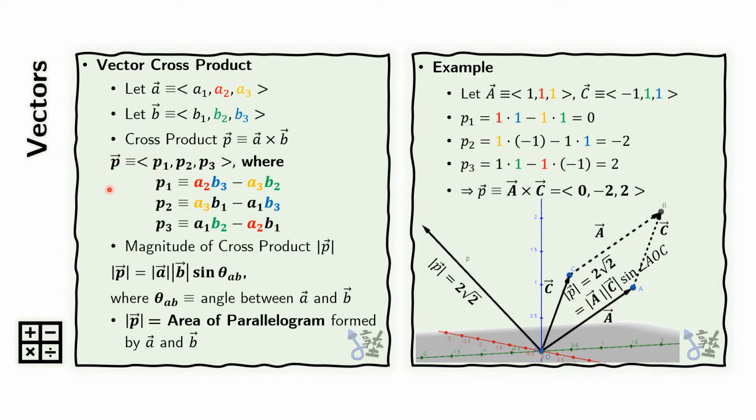The magnitude of this cross product is denoted using the usual absolute value signs, and this can also be computed from the magnitudes of A and B. That is, the magnitude of P is the magnitude of A times the magnitude of B times the sine of the angle between the vectors A and B. This formula is also reminiscent of the formula for the area of a parallelogram whose sides are of lengths A and B. And therefore we can say that if we have a parallelogram formed by the vectors A and B, then the area within that parallelogram is given by the magnitude of the cross product of A and B.